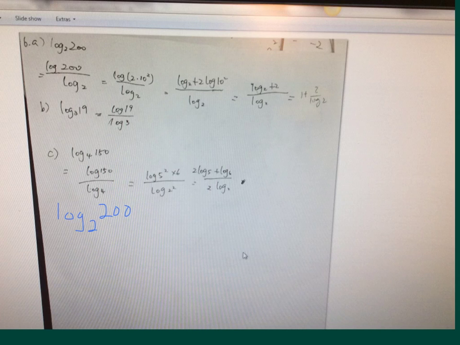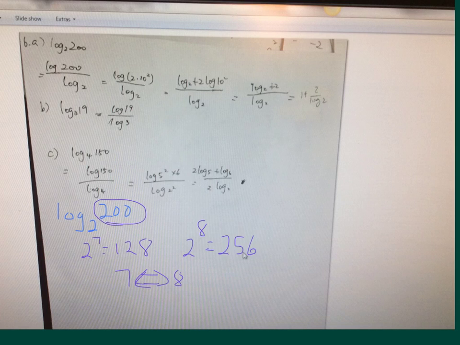So we know that, for instance, 2 to the 7 equals 128, and 2 to the 8 equals 256. So we know that if we're trying to get an exponent of 2 to equal 200, it must be somewhere in between 7 and 8. And so the question is actually asking you to estimate where that would be on the scale between 7 and 8.